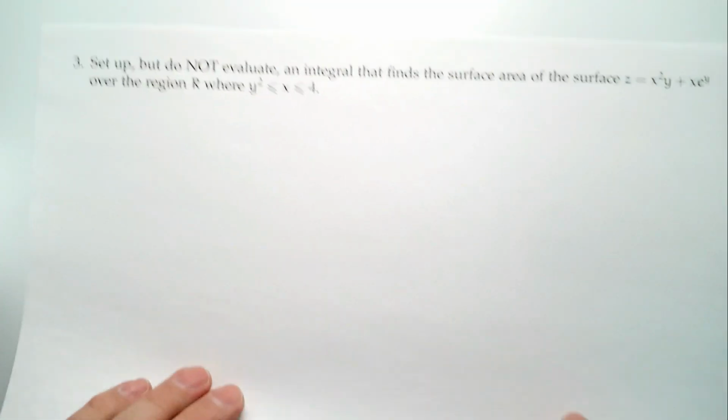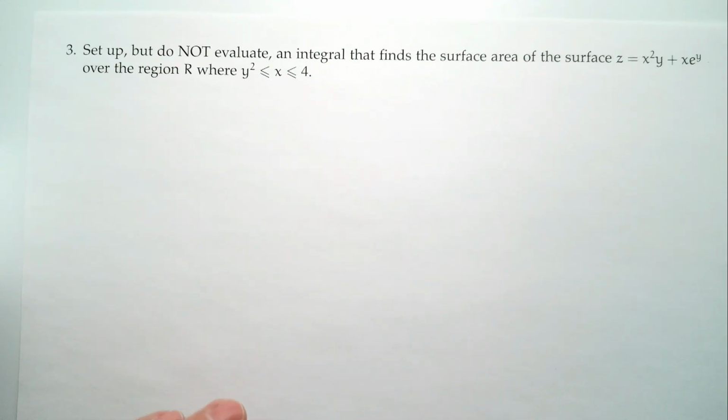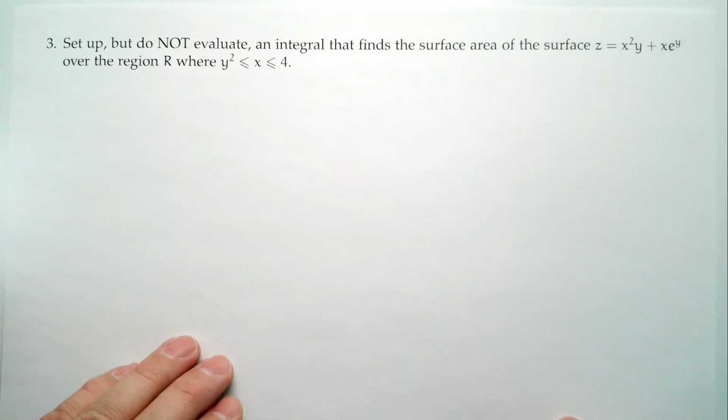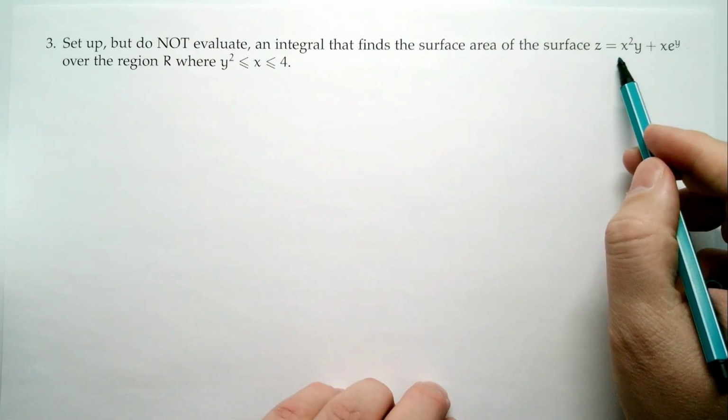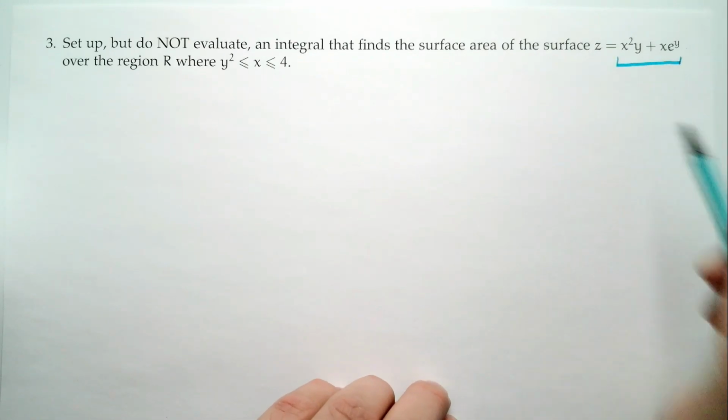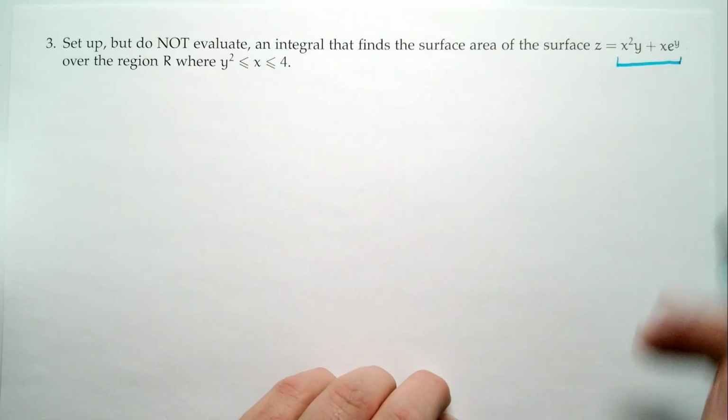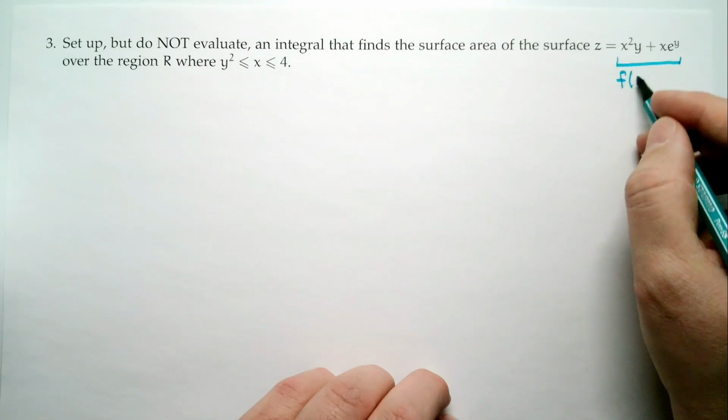Set up, but do not evaluate, an integral that finds the surface area of the surface z equals x squared y plus x e to the y over the region where y squared is less than or equal to x is less than or equal to 4. So we're going to think about this here, this x squared y plus x e to the y. This is our f of x, y.